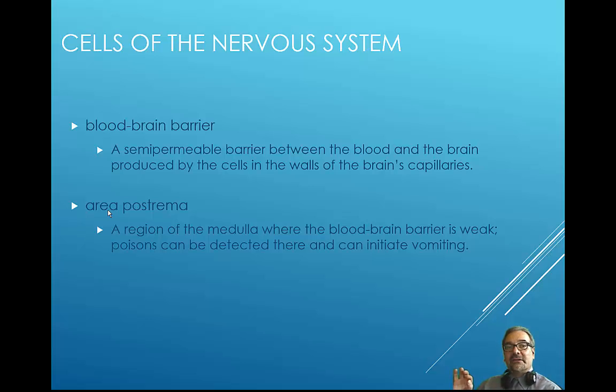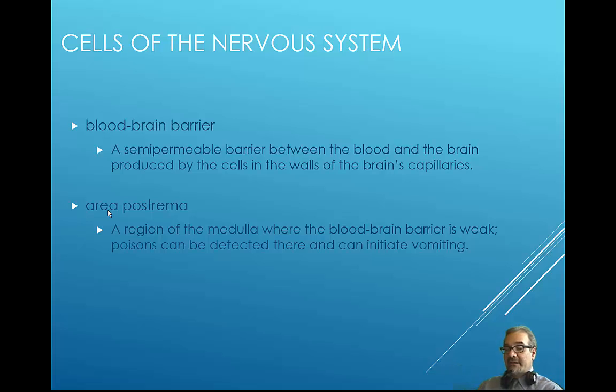You don't want to be totally unable to detect certain chemicals in your bloodstream that could cause you to die, and therefore evolution has selected for organisms that have the ability to detect that, and that's the area postrema of the brain.